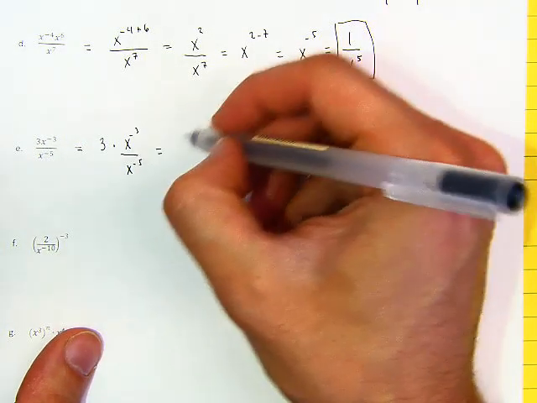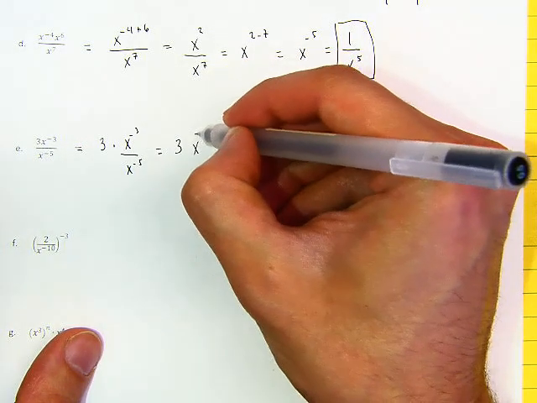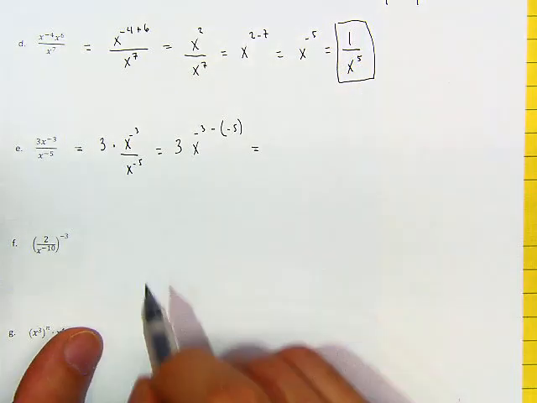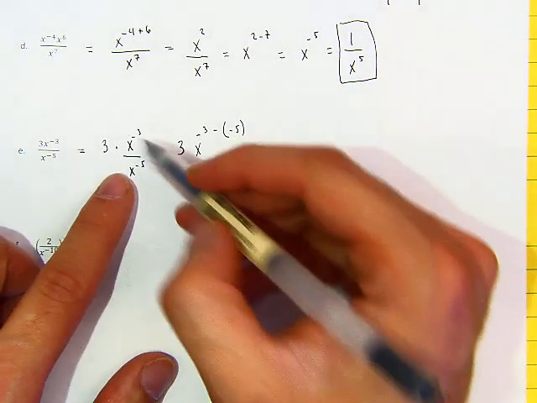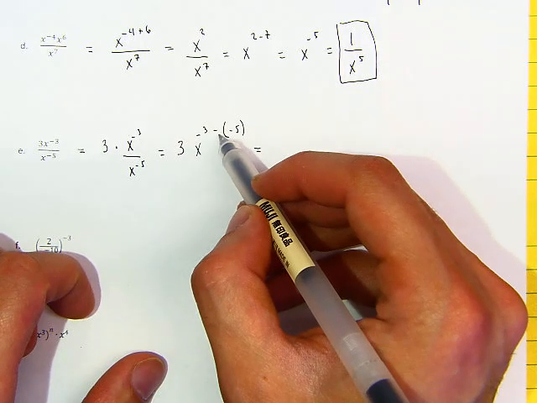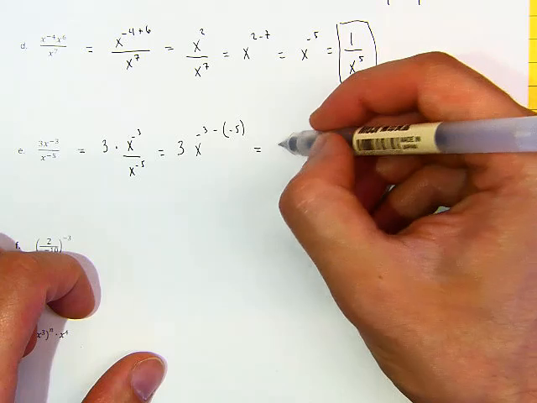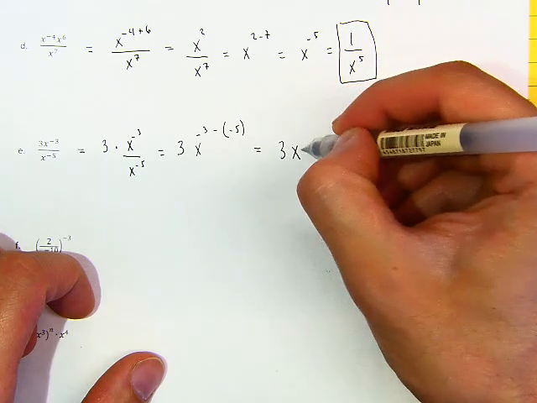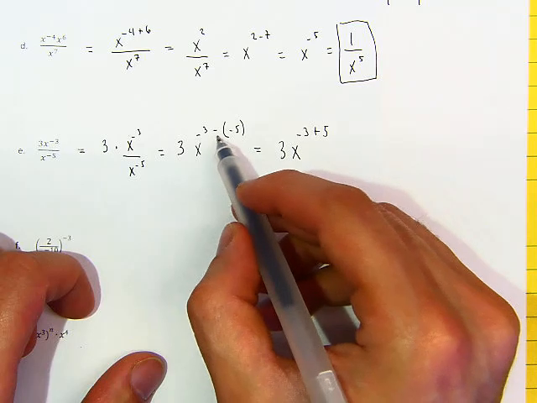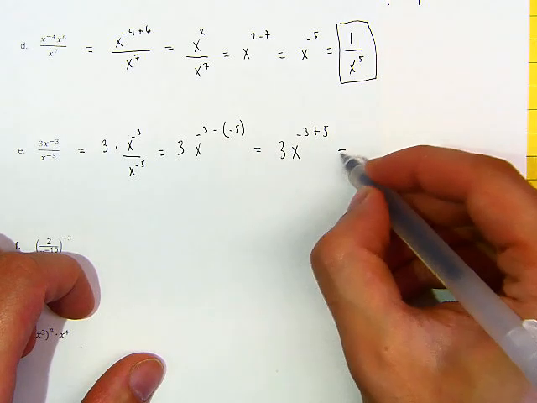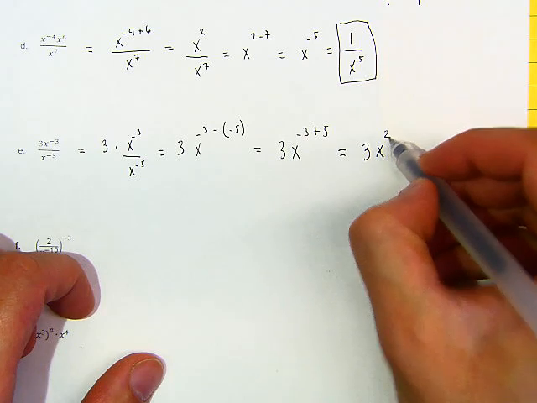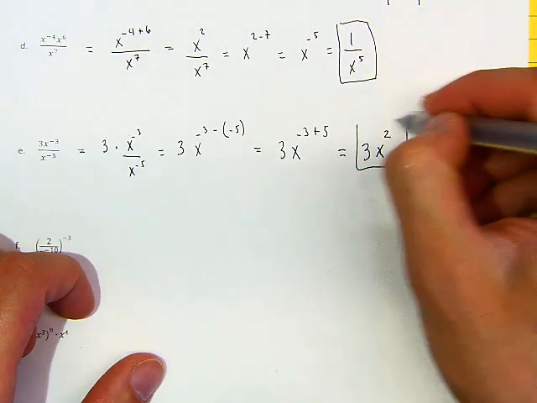And now, what do we do over here? This is x to the minus 3 minus a minus 5. We're just following the rules. When you divide, you're supposed to subtract the exponent. So you have minus 3 minus a negative 5. And then this becomes 3 times x to the negative 3 plus 5, because here you have a negative times a negative is positive. And then this just becomes 3x. What's negative 3 plus 5? That's just 2. That's it.